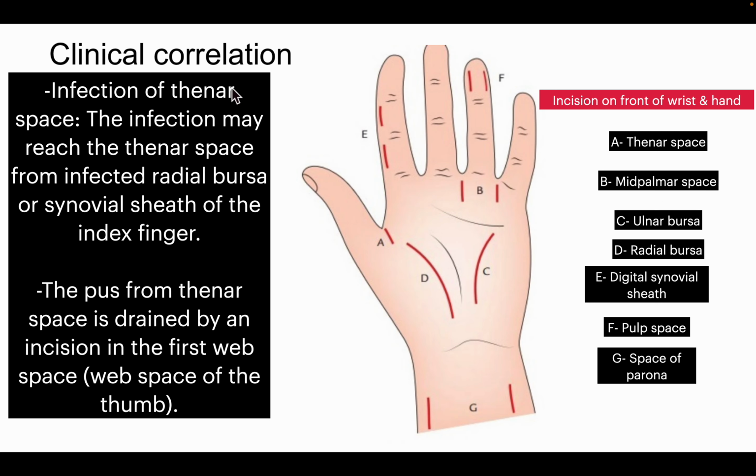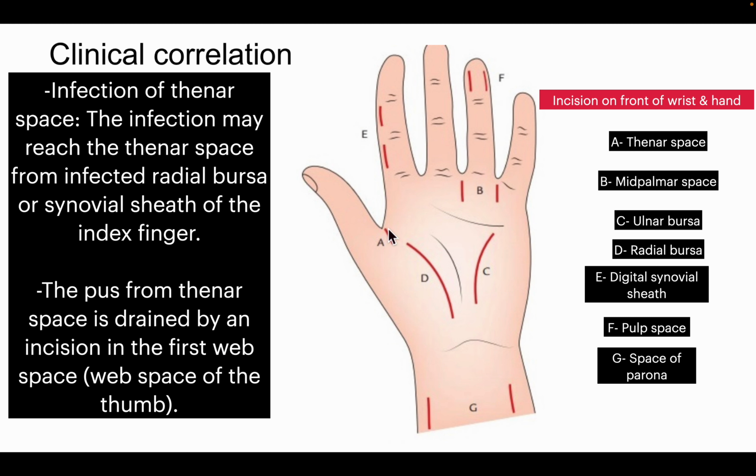Let's know the clinical correlation related to the thenar space. So there can be infection of the thenar space. The infection may reach the thenar space from an infected radial bursa or the synovial sheath of the index finger. Now the pus from the thenar space is drained by an incision on the first web space, that is the web space of the thumb.